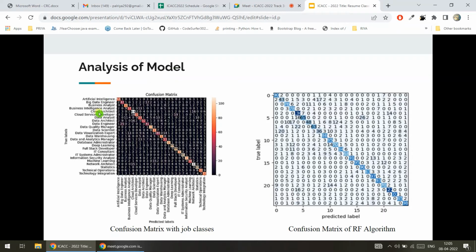Here are all the job classes, like artificial intelligence, big data, business analyst, and so on. This is the confusion matrix where we have plotted the job classes, and here we have the confusion matrix of the random forest algorithm.